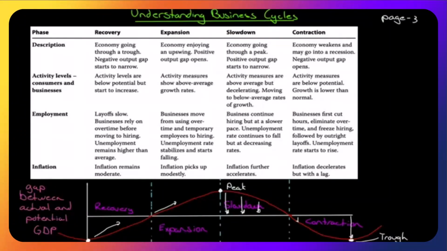Let's look at the description of the phases from recovery through to contraction. In the recovery, the economy is going through a trough. We have a negative output gap, but the gap starts to narrow, as we can see here.